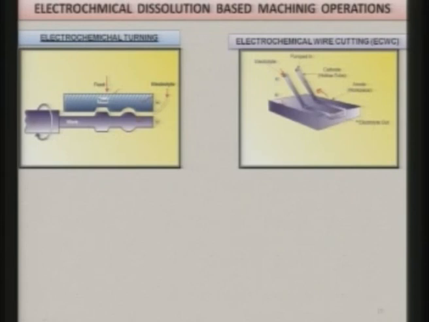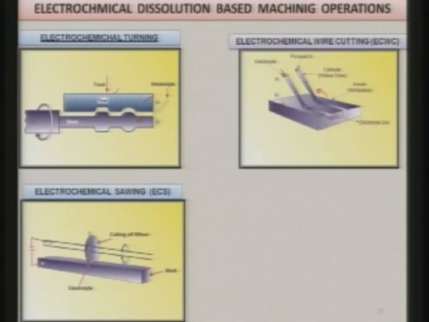So, it will become electrochemical wire cutting, and the rate at which it is cutting or shaping the workpiece is much higher than any other process. And here an important point is, this part you can reuse, or rather you can use it for some other purposes.